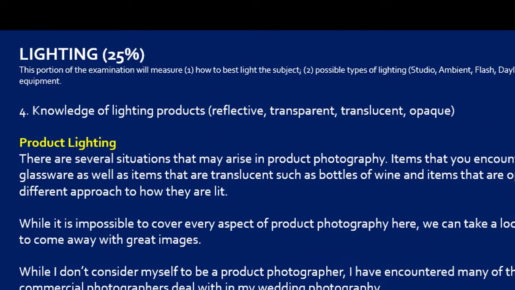Number 4 says knowledge of lighting products, including reflective, transparent, translucent, and opaque. Product lighting in commercial photography is a highly specialized form of photography that I've done quite a bit of in my career, but those people who do this every day and earn a good living at it, I just think they're geniuses. Along with the sports photographers who do high-end sports photography, I think they're also geniuses. But let's figure out what we need to learn for the purposes of CPP about product lighting.